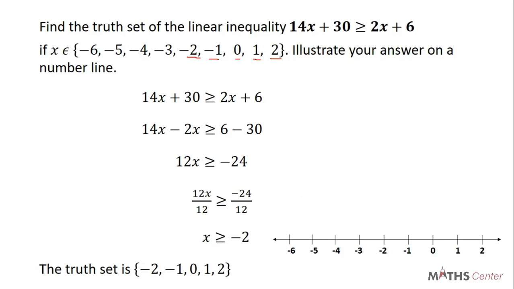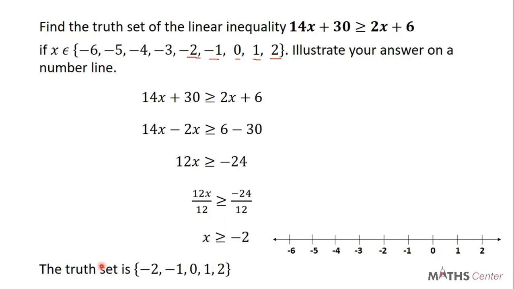So from -6 to 2. So you draw a number line that contains all these members. So from -6, -5, -4, -3, -2, -1, 0, 1, 2. So you draw a number line that contains this set.